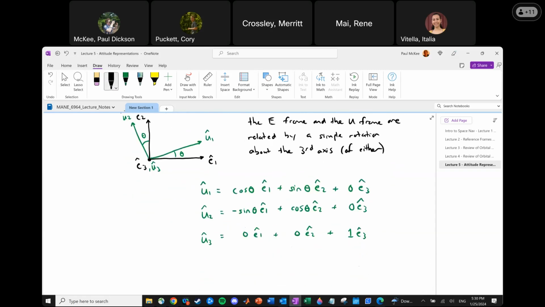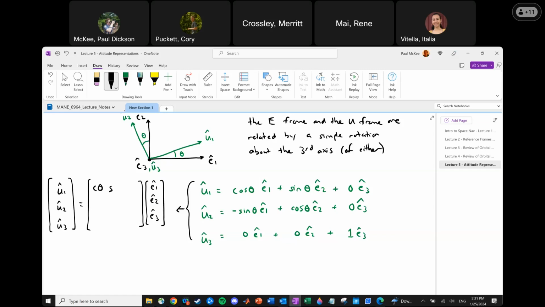we could think of it this way. Here's what this is saying. And thank you, Renee. Very good. This is saying that U1, U2, U3 is related to E1, E2, E3 by the matrix cosine of theta, sine of theta, 0, negative sine of theta, cosine theta, 0, 0, 0, 1.